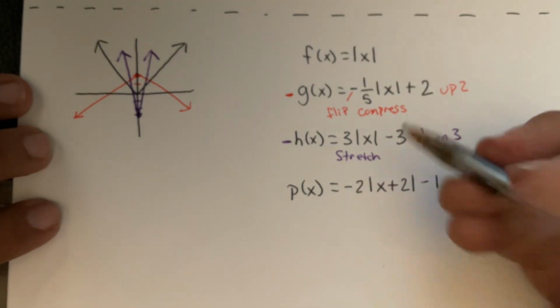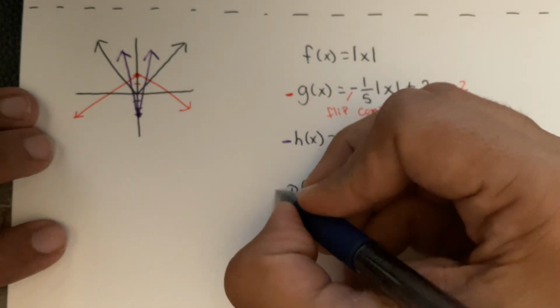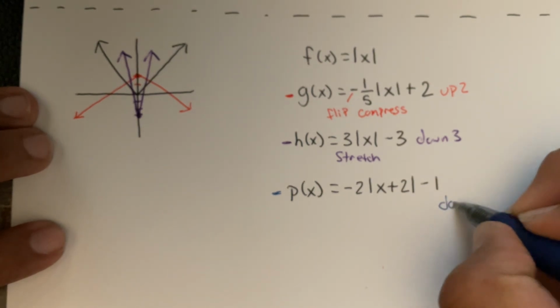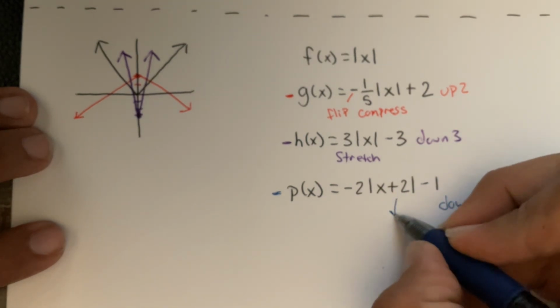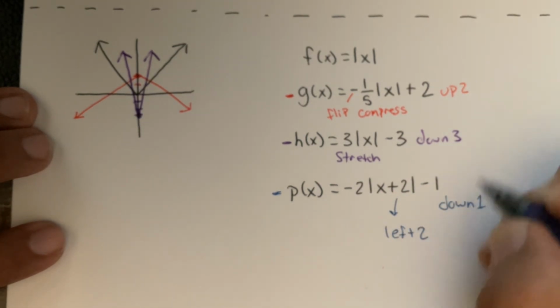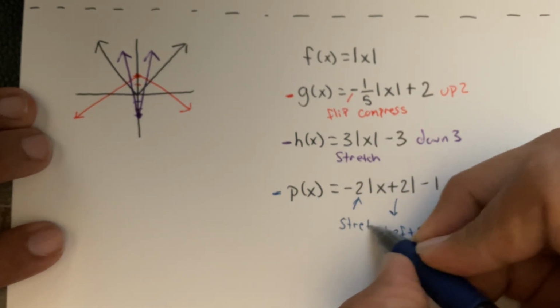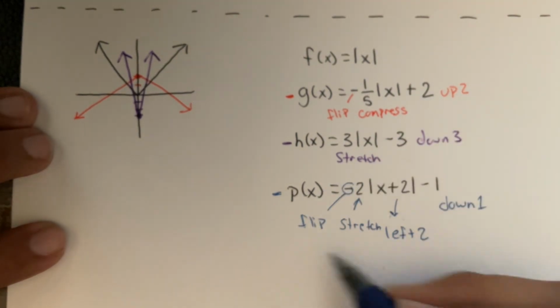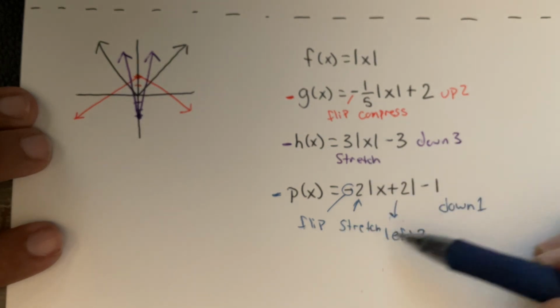Okay? Now for this one, I'm going to use blue. Hopefully blue works. It does. Okay, so this has a couple movements. This is going to be down 1. This is going to be to the left 2. And then this 2 is going to stretch it. And this negative sign is going to flip it. So this is doing everything. Okay, so this blue one should be the most difficult you get. So if I ask you to mark down what's happening, this would be the answer.